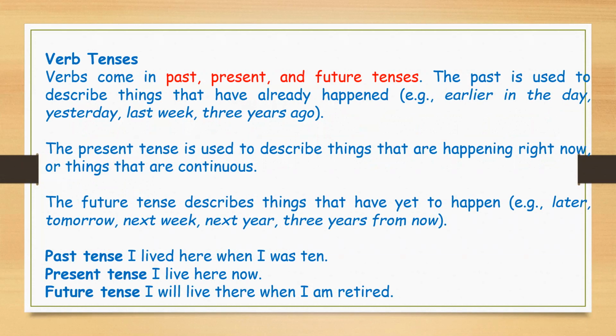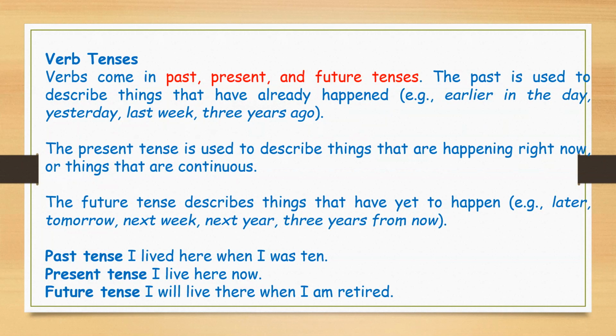Past is used to describe things that have already happened. So you know the meaning of the word past. Past means already happened. For example, earlier in the day. For example, this morning means the previous night or the previous day evening or yesterday, last week, 3 days ago, 3 years ago. So whatever happened in the past, you call it past tense.